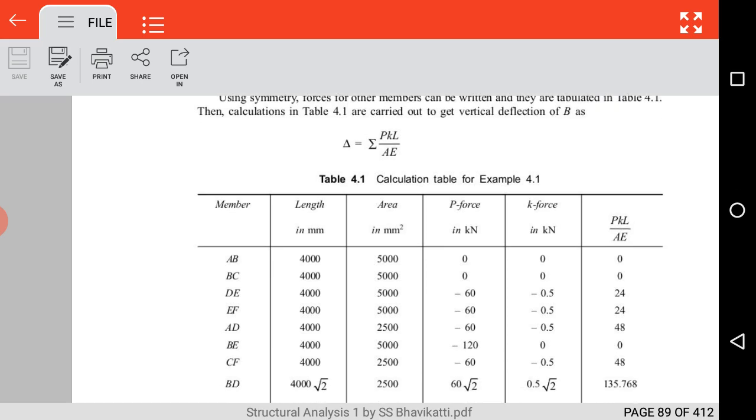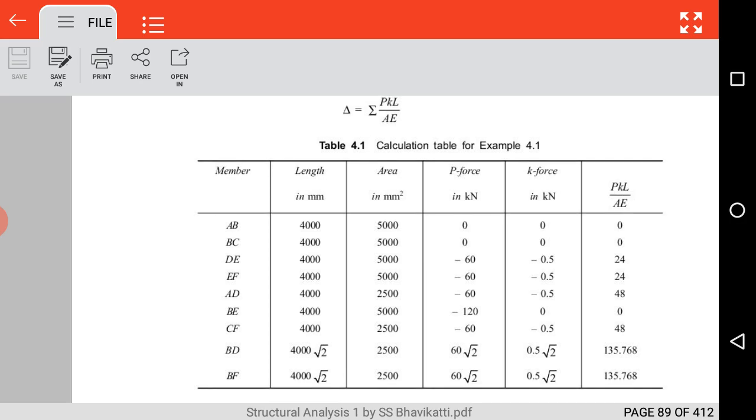The length of all the members is 4 meters. If I convert into mm, it will be 4000. Areas according to the member have been noted down as shown over here. The P force is the force in the member due to the external loads, whatever forces we have calculated. And the K forces are the forces due to the application of the unit load at the joint B. All the forces are noted down for each and every member.